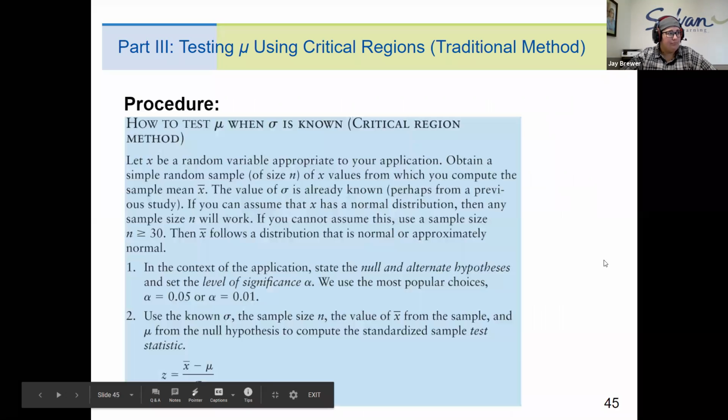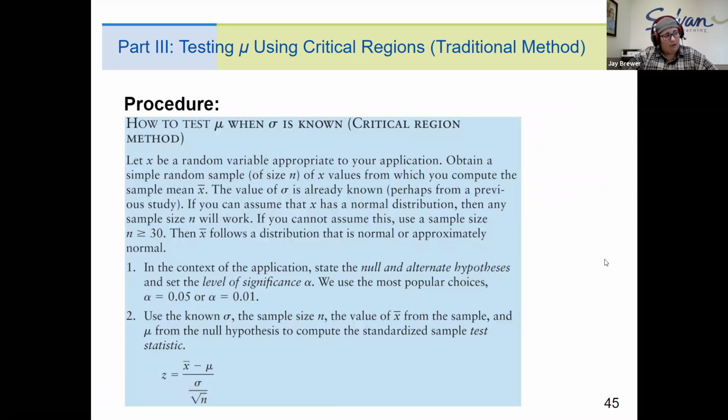All right. Again, here you have a really long procedure. I would definitely write it in shorthand, but that's me.